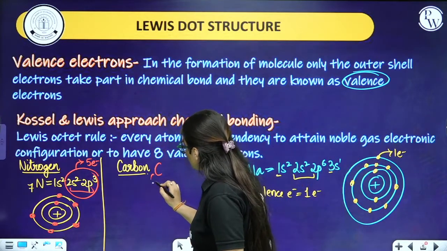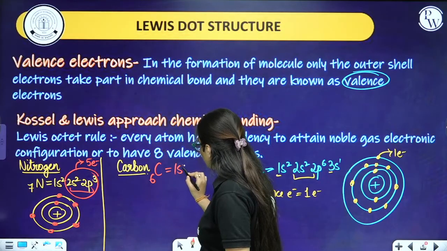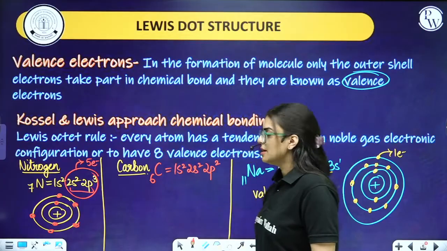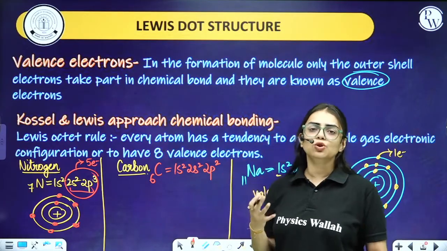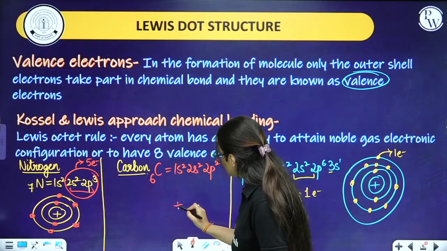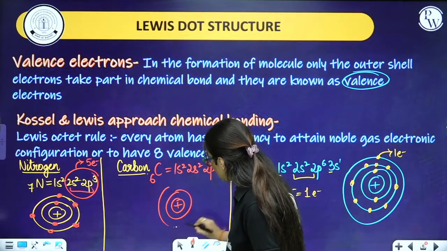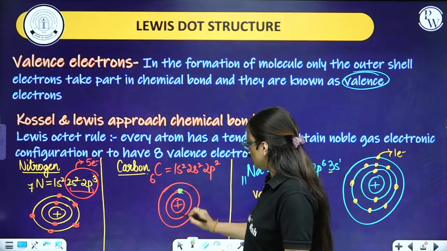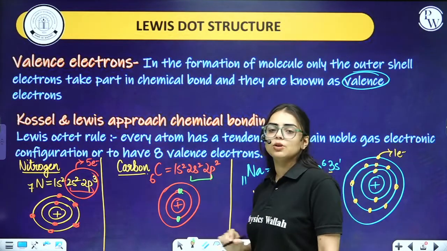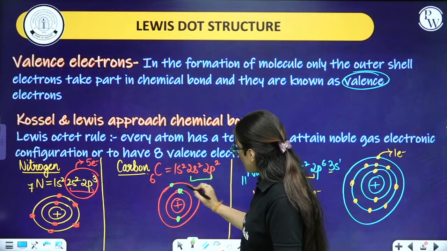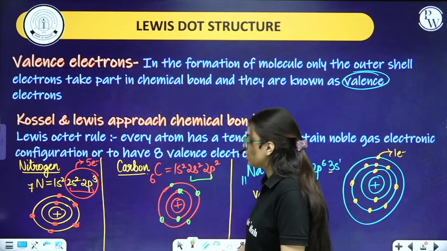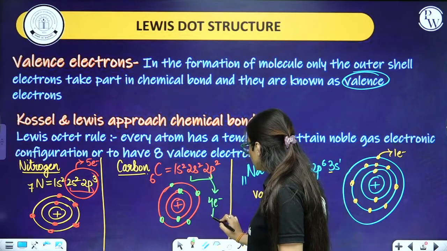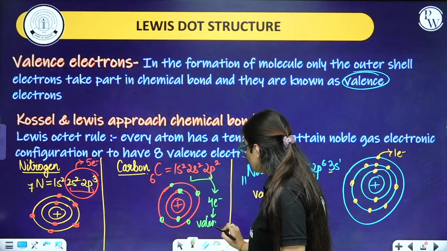Let us take the case of carbon now. Carbon has an atomic number 6, students. So you have to write the configuration 1s2, 2s2, 2p2. 2 plus 2 plus 2 comes out to be 6. Now, let us draw this. This is your nucleus, first shell, second shell. The first shell contains 2 electrons. The second shell contains 2 plus 2, 4 electrons: 1, 2, 3 and 4. That means the outermost shell contains 4 electrons.